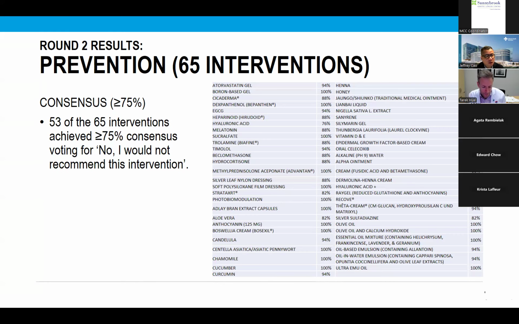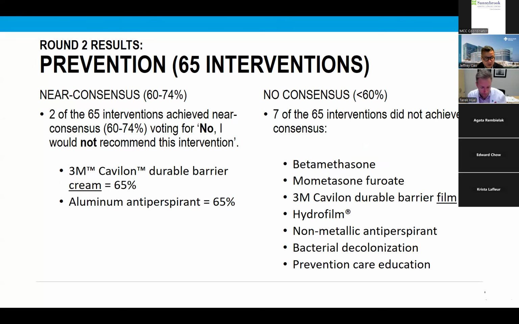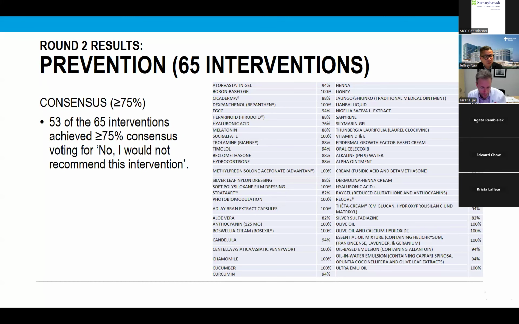And then there was a bunch that received consensus that we would not recommend. And I guess I would highlight here, and maybe I'll make this in red next time, olive oil, 100%. So that goes against the MASS guidelines.